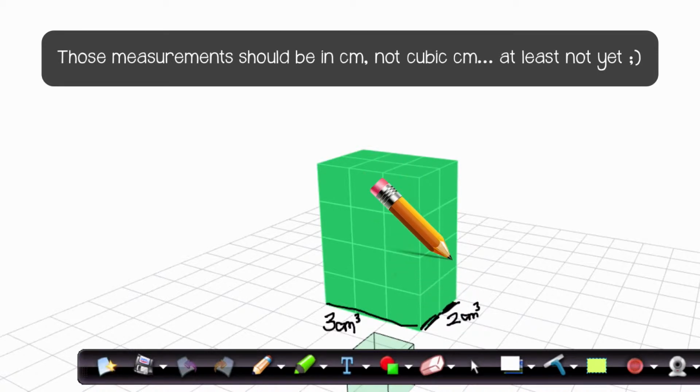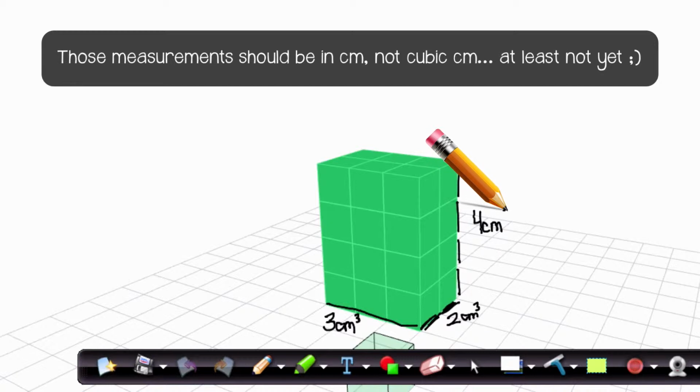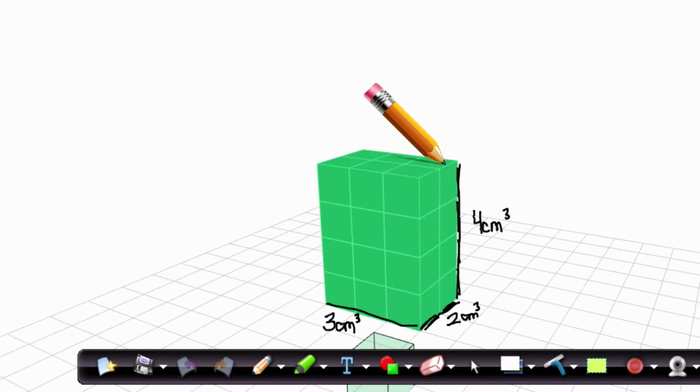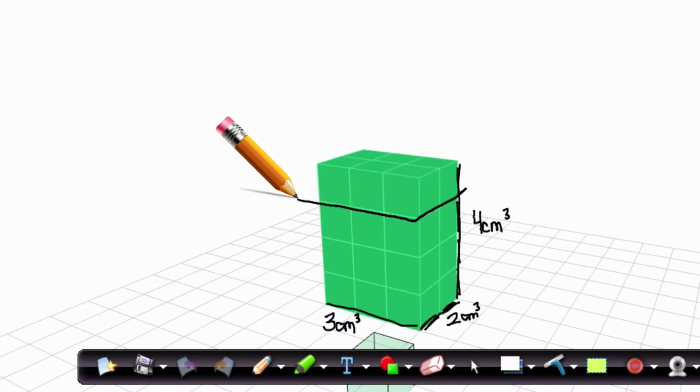And then if I were to count up here, I would have 1, 2, 3, 4. So it's basically 4 cubic centimeters high. Okay, so that's easy enough to see. So I can talk about the length, the width, and the height of this rectangular prism without having to break things down or anything like that. But let's go ahead and break this down for a second, and let's think about what each layer would be made up of if we were to separate these layers out.